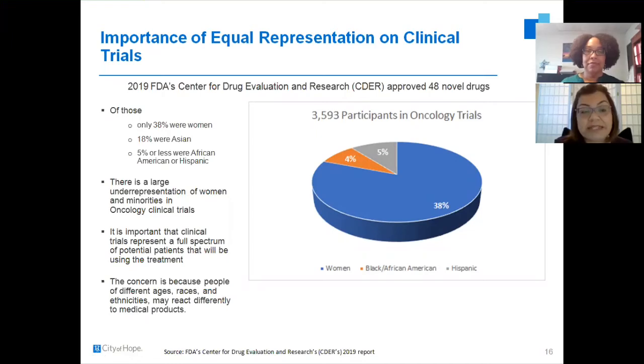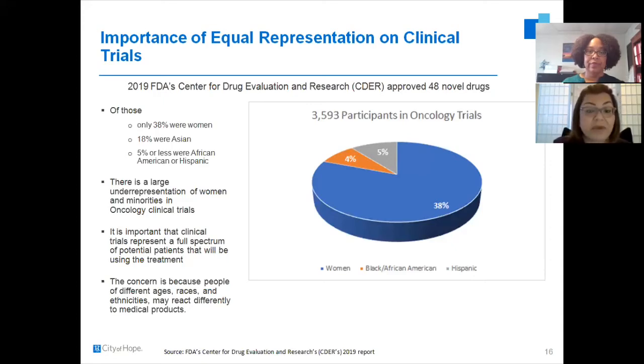In 2019, the FDA's Center for Drug Evaluation and Research showed that we had 48 novel drugs approved. In that data, we also saw that only 38% of the participants were women. 18% of those were Asian, and 5% or less were African American or Hispanic. This proves to be a difficult problem for our clinical trials community because we see a large underrepresentation of women and minorities in oncology trials.